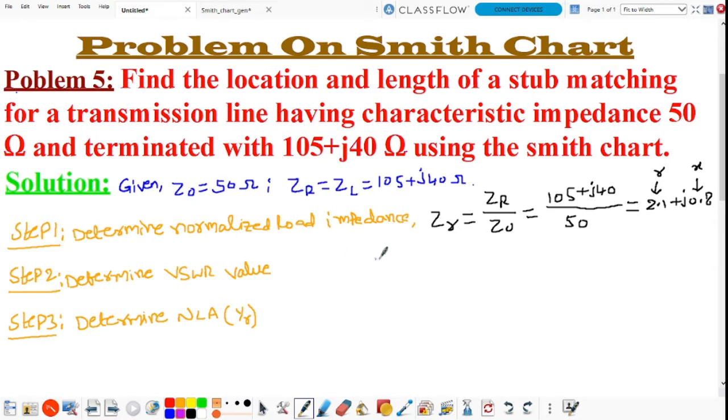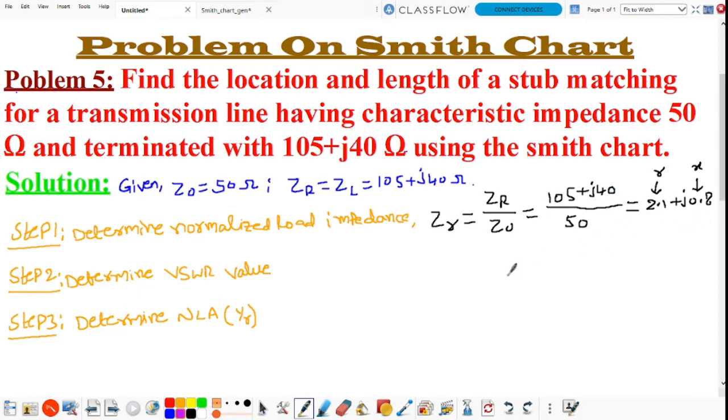We know that the normalized load impedance z_r is equal to Z_R by Z0, where Z_R is the load impedance. Given that the load impedance Z_R is 105 plus j40 ohms and the characteristic impedance Z0 is 50 ohms, 105 divided by 50 is 2.1 plus j40 divided by 50 is 0.8.